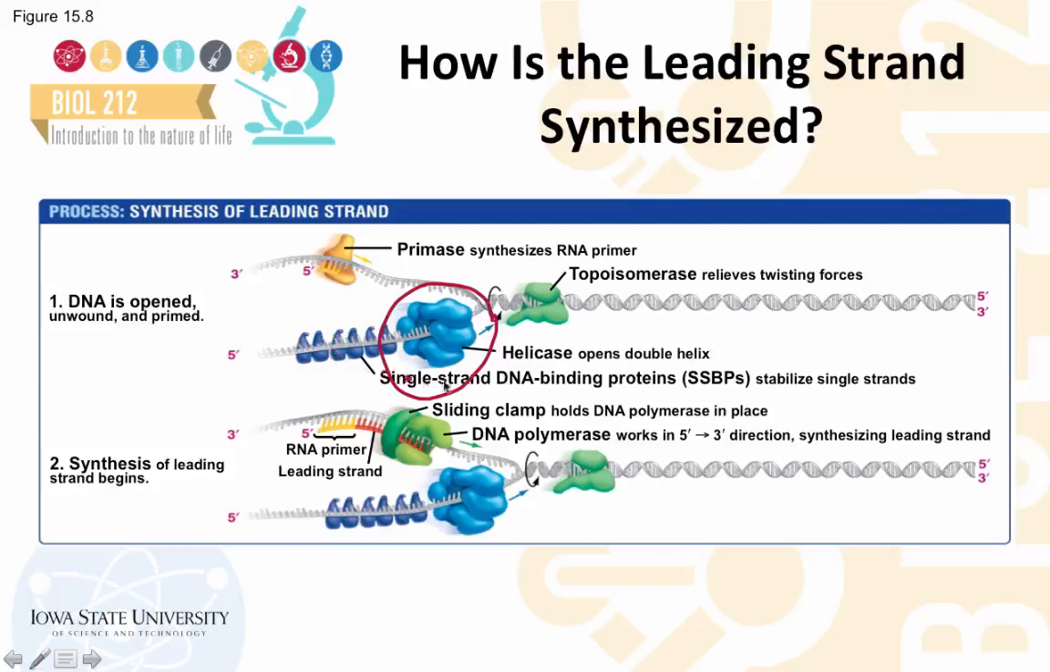Another protein called topoisomerase releases tension that is created by this unwinding action of helicase ahead of the replication fork. This prevents damage to the DNA double helix. Once the helicase separates the two strands of DNA, an enzyme called primase, which is similar to RNA polymerase, binds one of the single strands, called the leading strand, and synthesizes a short RNA primer for the benefit of the DNA polymerase.